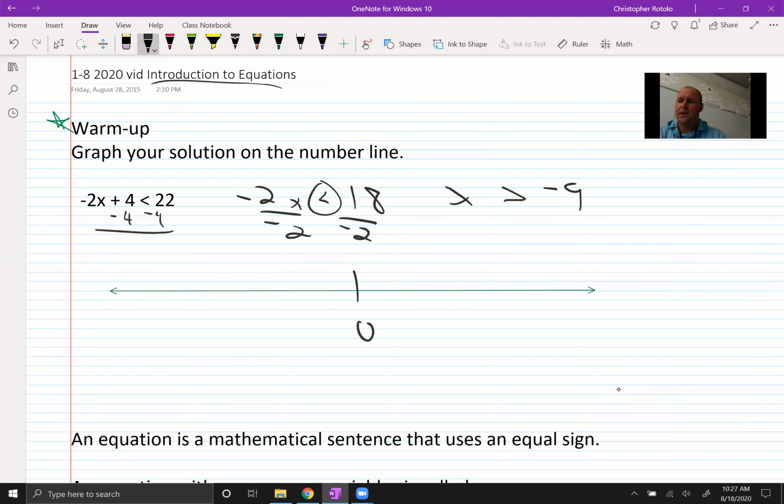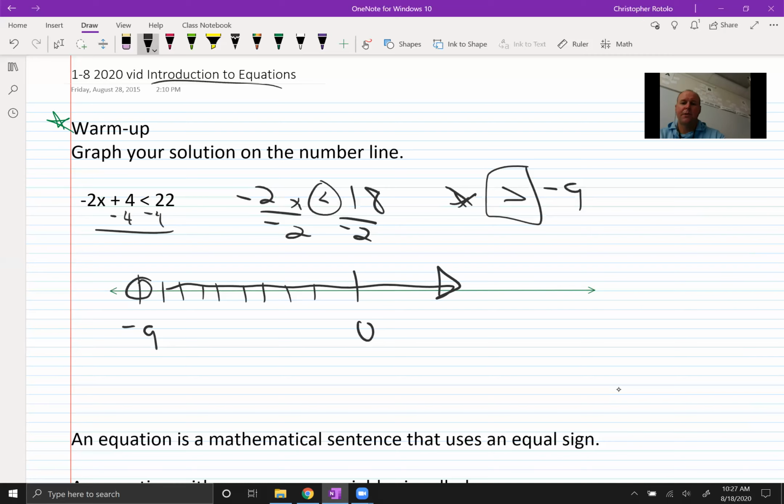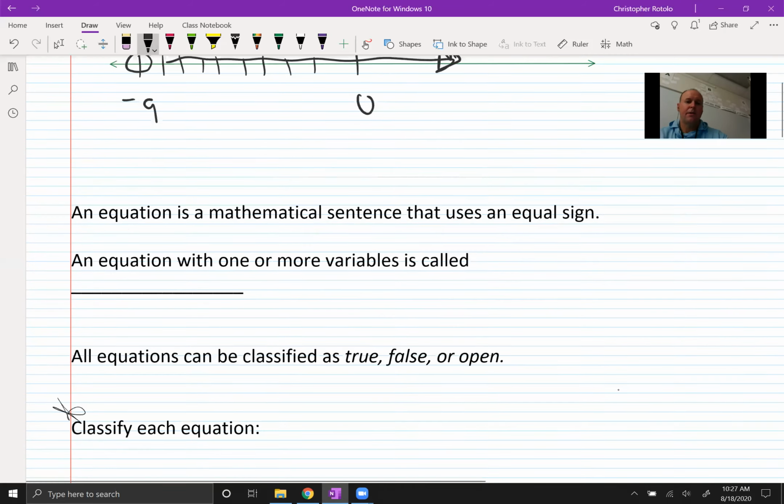We'll drop a 0 in here. We know that negative 9 is to the left. Yeah, I counted them. Okay, so negative 9. Next thing to remember is this thing does not have an equals to it, so it cannot be the actual point. And we want to be greater than negative 9. So what's greater than negative 9? Well, that's the positive number. So I'm going to shade off to the right. So that's a nice little review getting into those.